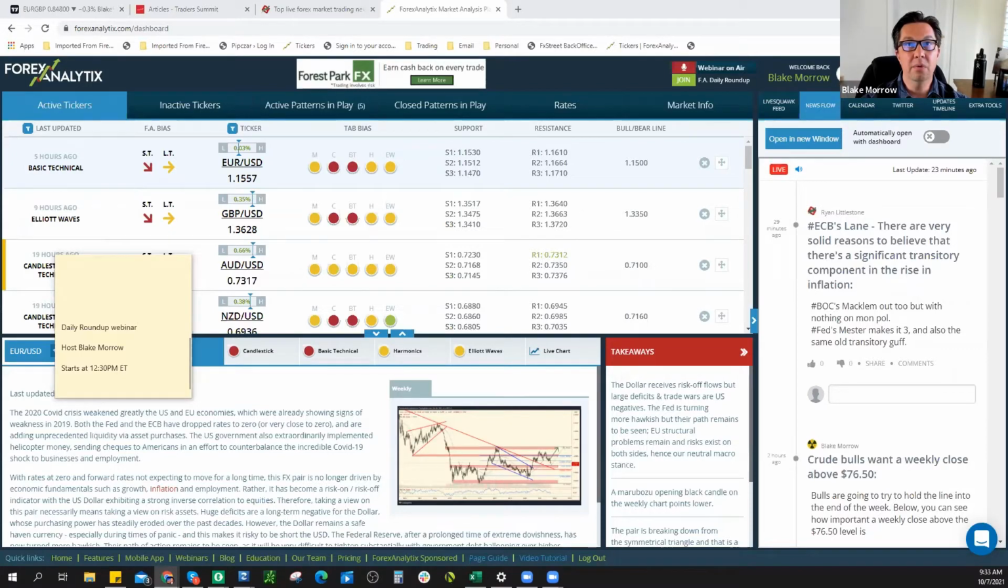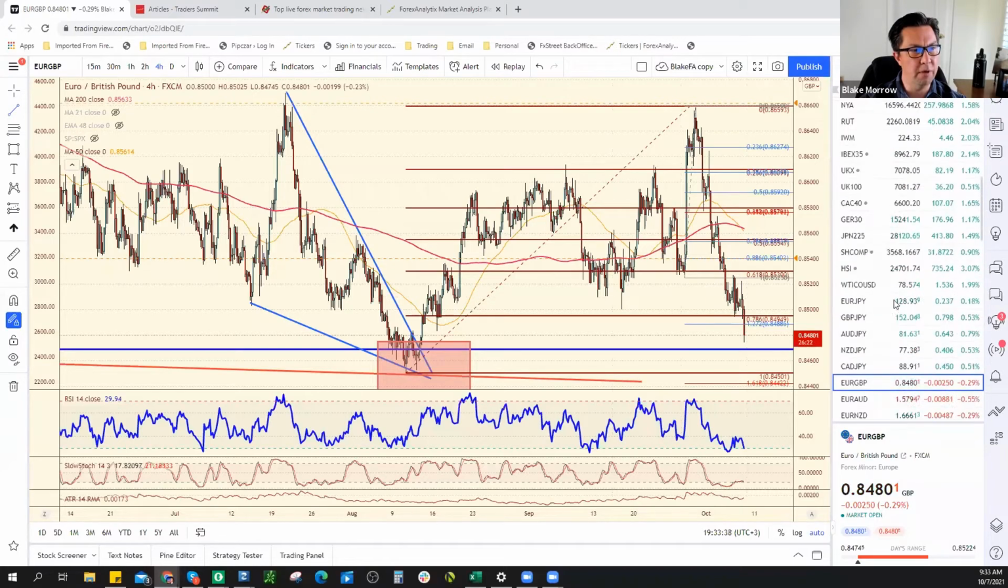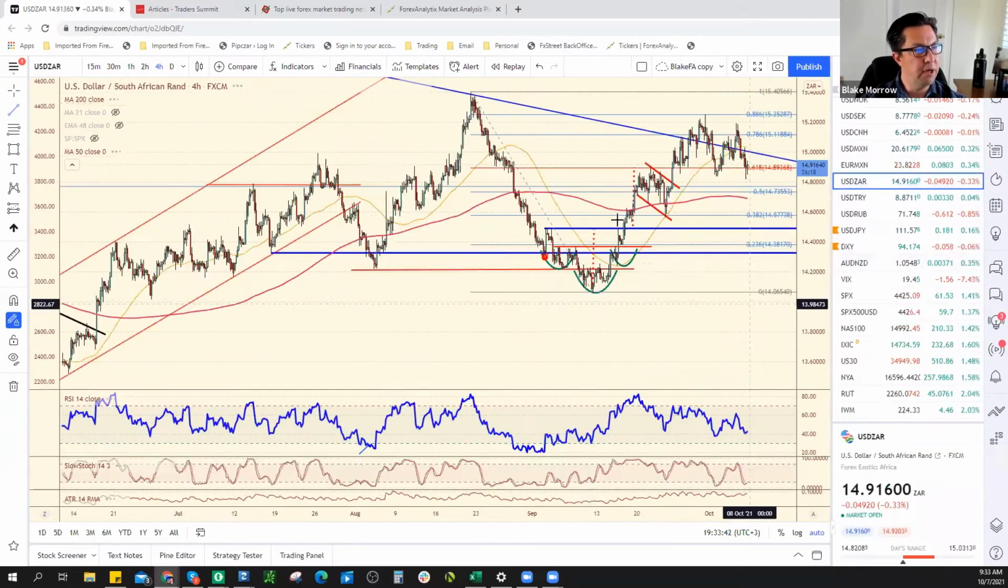I was just sitting here trying to figure out why the US dollar South African rand had been under such pressure today, and with stocks kind of petering out, I thought the dollar South African rand would actually find some support earlier. It's finally starting to find a little bit of support down here.